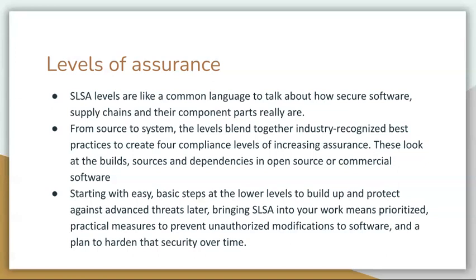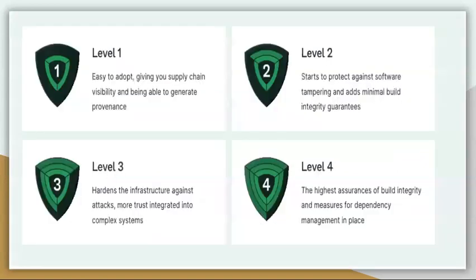So let's consider these levels in more detail. There are basically 4 different levels. Level 1 is easy to adopt, giving you supply chain visibility and the ability to generate provenance. This is the very first level of SLSA, where you adopt it, make your supply chain visible, and are able to generate the provenance.